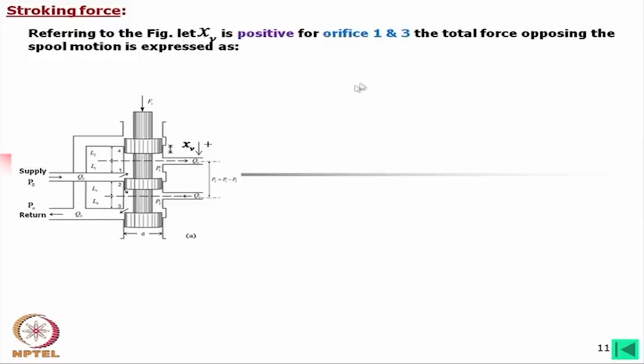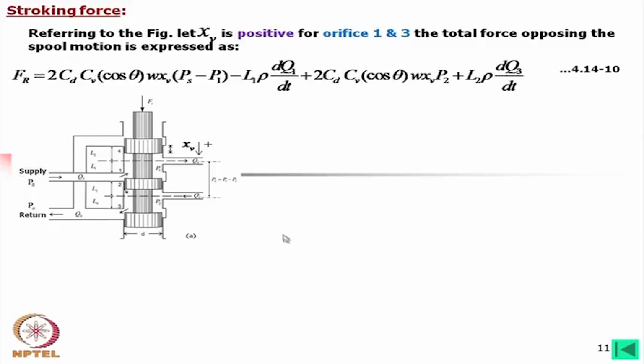Now, let x_b be the positive direction given for orifices 1 and 3, and the total force opposing the spool motion is expressed as follows, as we are considering the critical center valve. So again we have come back to the original figure which I described in the last lecture. Then we are considering the flow through orifices 1 and 3. If we carefully write down these equations, the actual equation will be something like this.